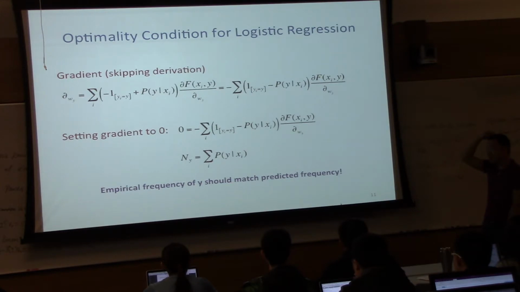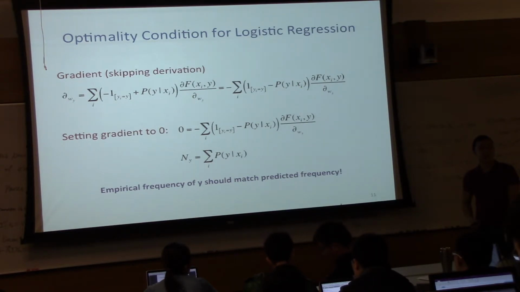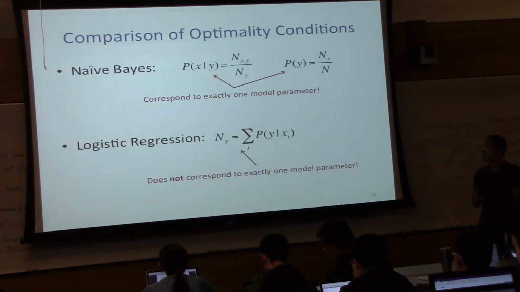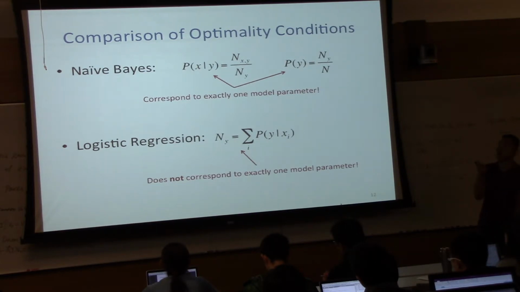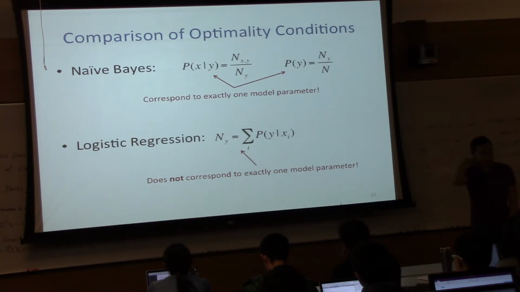I guess my point is that the empirical frequency on the training set needs to match the predicted frequency according to our model. That is a necessary condition implied by the optimality conditions of logistic regression. And these optimality conditions are consequences, again, the same errors on this slide. I'll fix it after class.